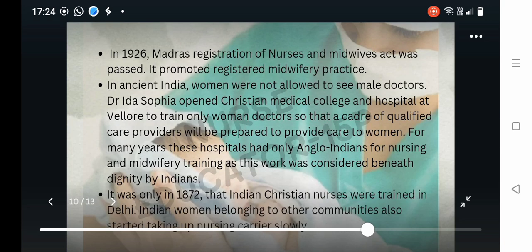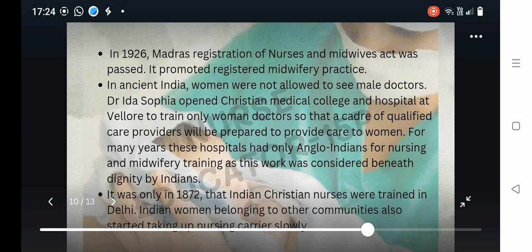In 1926, the Madras Registration of Nurses and Midwifery Act was passed. In the year 1926, the Registration of Nurses and Midwives Act was passed. It promoted registered midwifery practices. They started the registered midwifery practice from the year 1926.